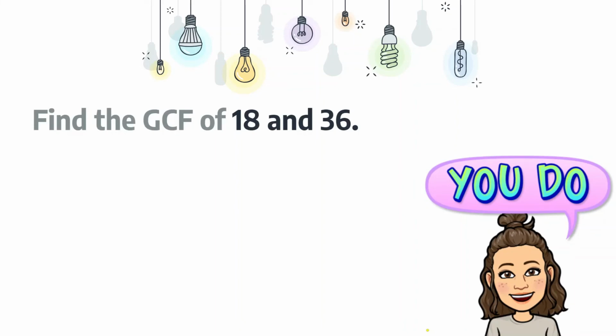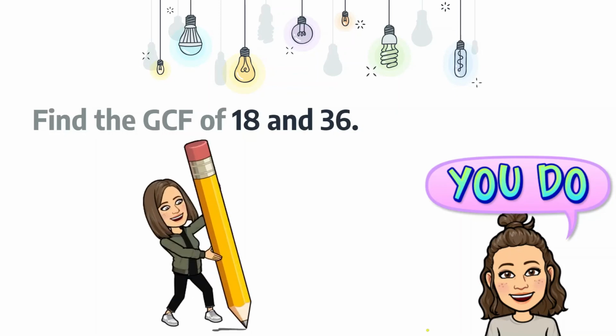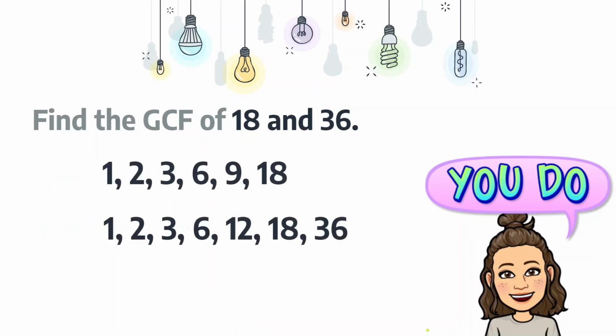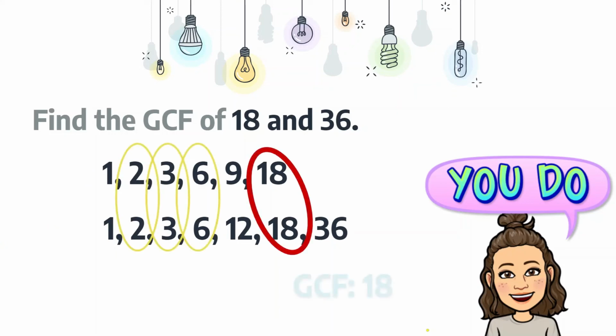Find the GCF of 18 and 30. Pause the video to work this out on paper. Now check your work. Fantastic. You got it right. You know how to find the greatest common factor.